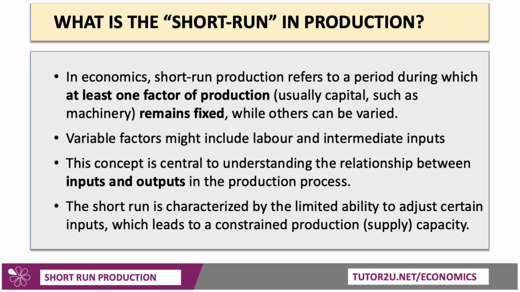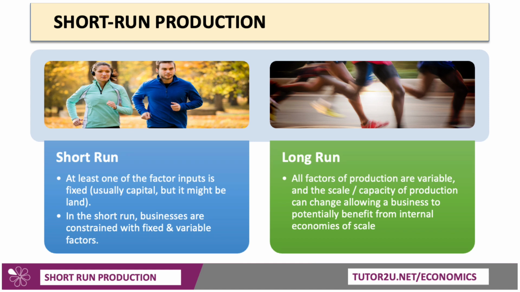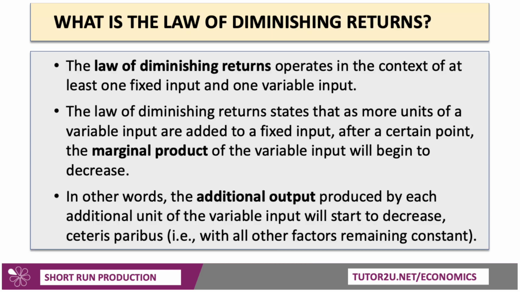Now, this is a concept. The short-run idea is central to understanding the relationship between inputs and outputs in the production process. So in the short run, most businesses are constrained in terms of their supply capacity because they do have fixed and variable inputs. Short run, at least one factor of production is fixed, whereas in the long run, all factors of production are variable, all factors of production can be changed. Indeed, a business can change the capacity of supply and hopefully potentially benefit from internal economies of scale.